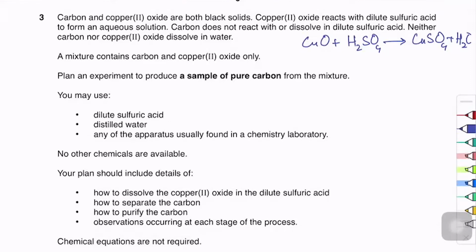A mixture contains carbon and copper 2 oxide only. Plan an experiment to produce a sample of pure carbon. So what do we need? We need to separate pure carbon from a mixture with copper 2 oxide. This is interesting because both of them are insoluble in water and unreactive with each other. But the good thing is that we can still separate the copper 2 oxide by reacting it with sulfuric acid. Because if we do that, then we will be able to get copper 2 sulfate and water out.